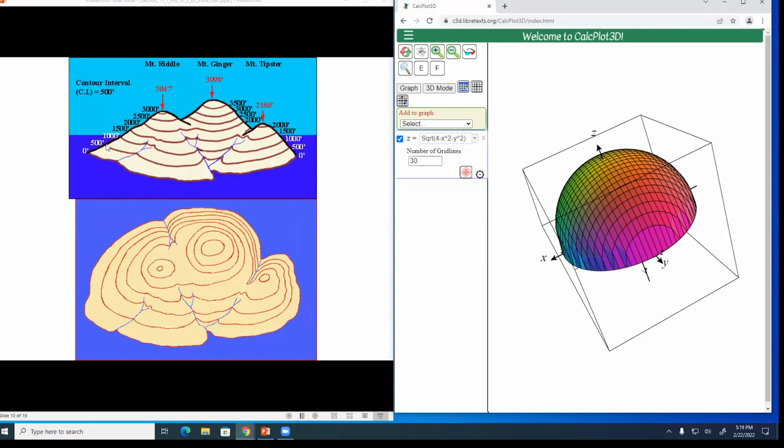Notice these marks here, 500, 1,000, 1,500, 2,000. Those are the values of the level curves. Those would be like the Z values for each level curve. Anytime we draw level curves by hand, we want to mark the Z value because we want to know, hey, is this thing going up or down? Is it increasing or decreasing?